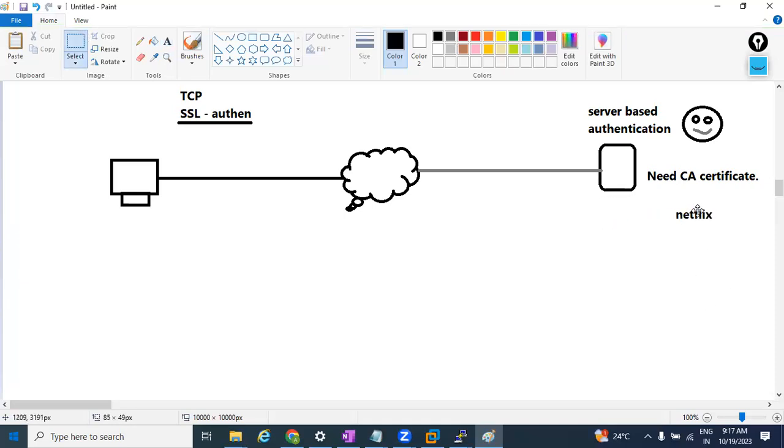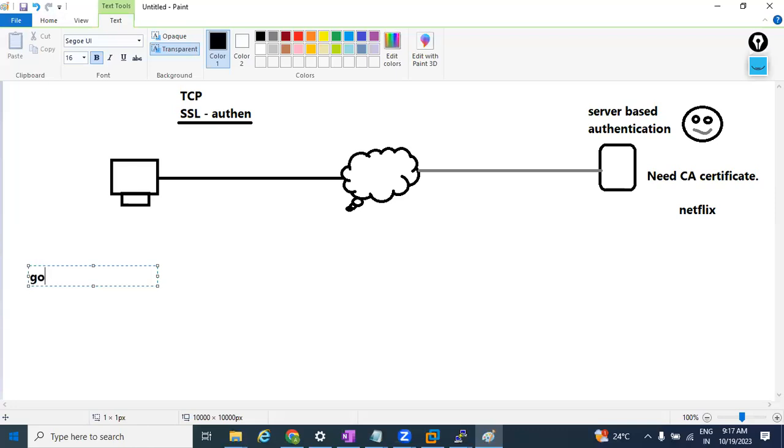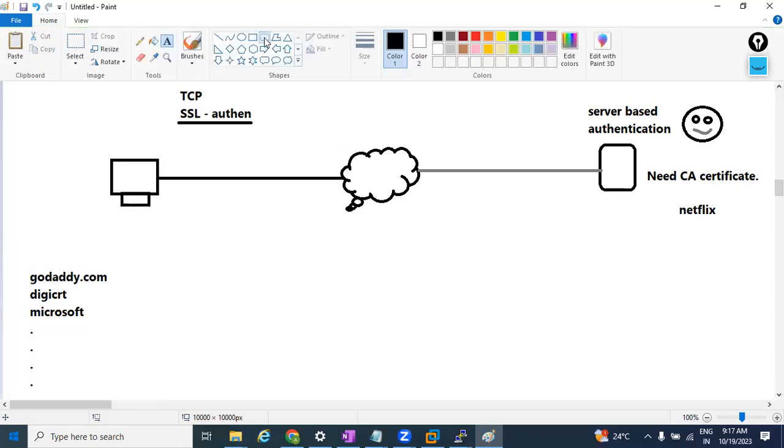You can use your own servers, but let's consider in corporate, there are some organizations, and these organizations are just releasing certificates to other organizations. For example, there are some organizations like GoDaddy.com. Okay, GoDaddy is one of them. DigiCert, Microsoft is also there, and like that, so many companies. So what happens at that time? So let's consider this is GoDaddy.com.